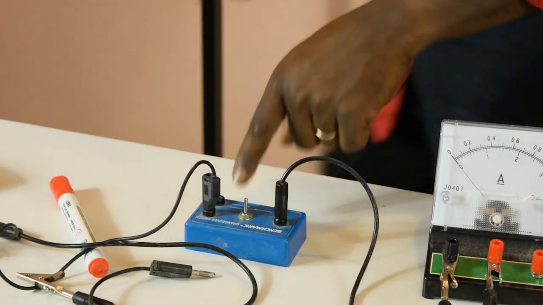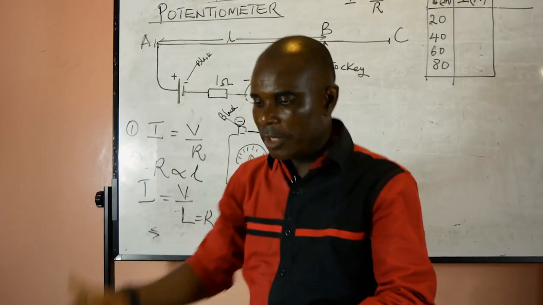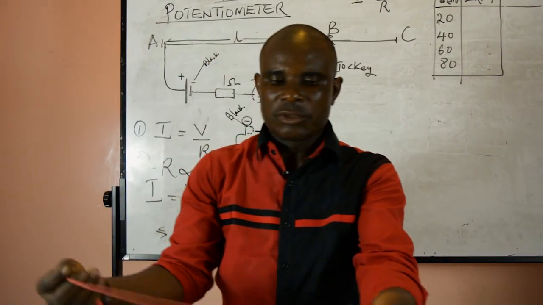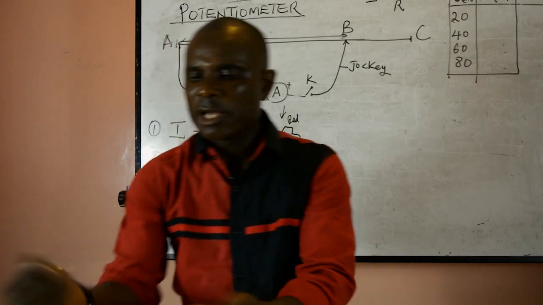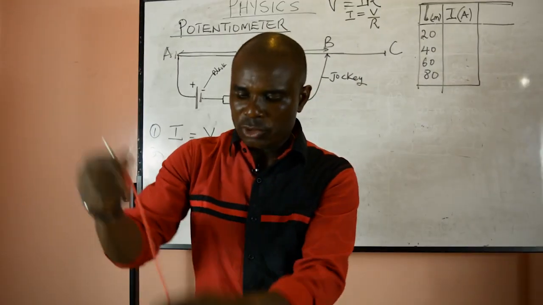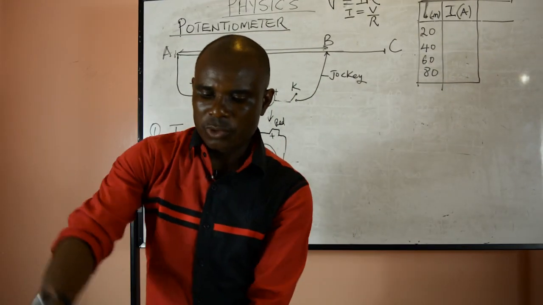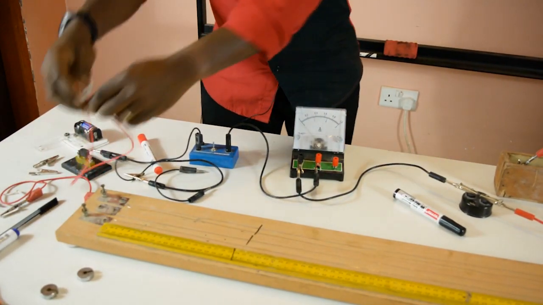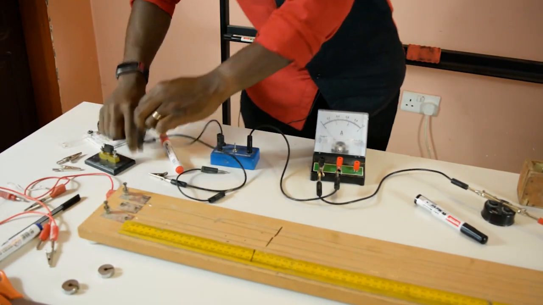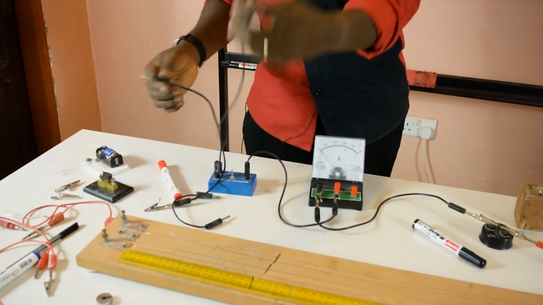So from the key, I go to the jockey. The jockey can be any lead there. I can create a jockey from here. I can just connect my crocodile clip here, and that jockey can move from here and go to the wire. That's the jockey. But because I want to make it longer, I have used a black jockey here. I have adjusted it so that I can have a longer one.